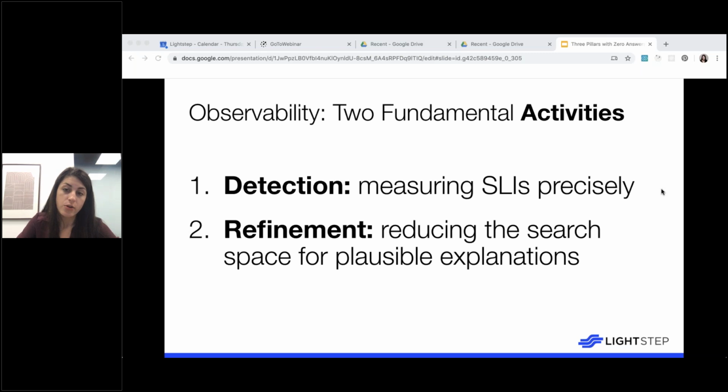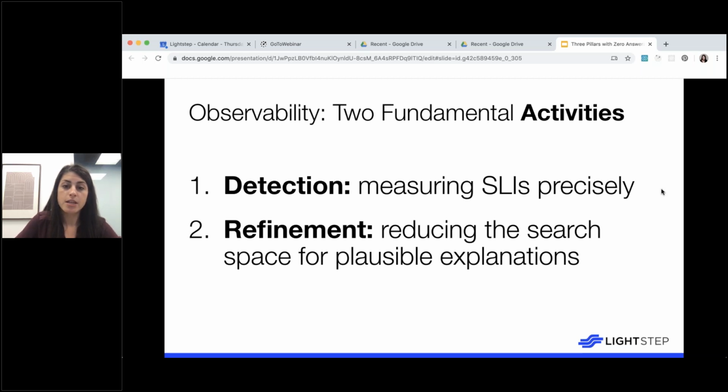So we've already talked about the goals that consumers of services have. The next part here is talking about the two fundamental activities that these consumers take in service of those goals. So the first activity is detection, and that usually takes the form of measuring an SLI precisely. Some examples of this are looking at dashboards that show you the P99 latency or the throughput or the error rate of a particular ingress operation. That's usually what detection looks like: you want to detect when an SLI regresses easily.